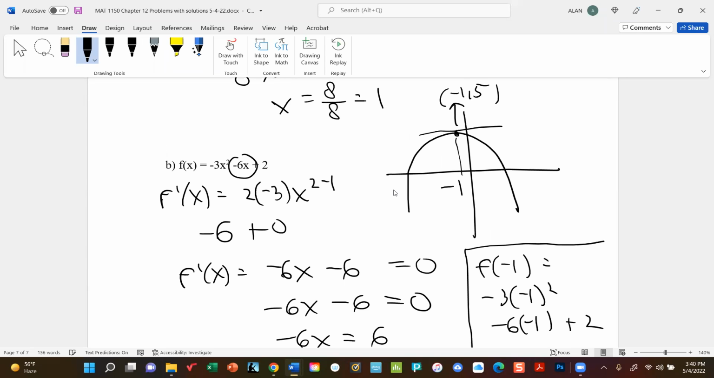That's my maximum point. Okay, and there's only one maximum. There's not going to be more than one. There's no minimum. So we're completely finished with that one.